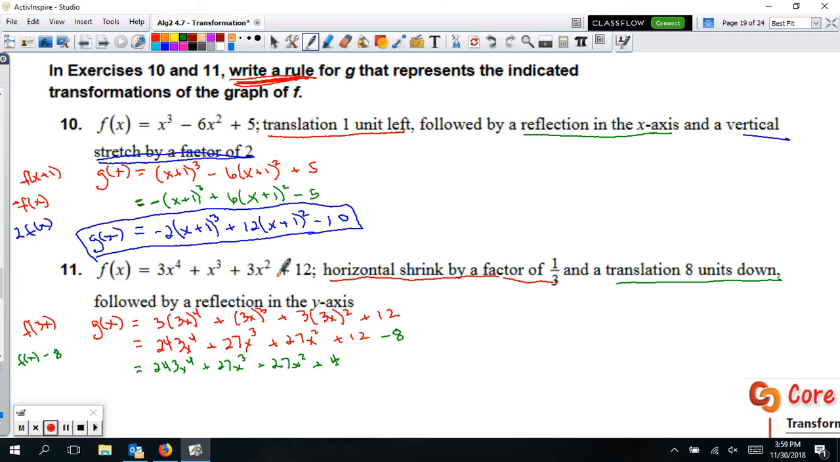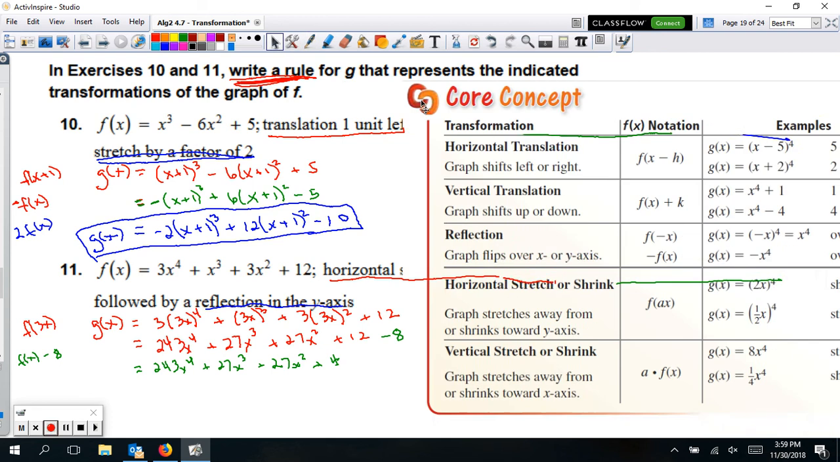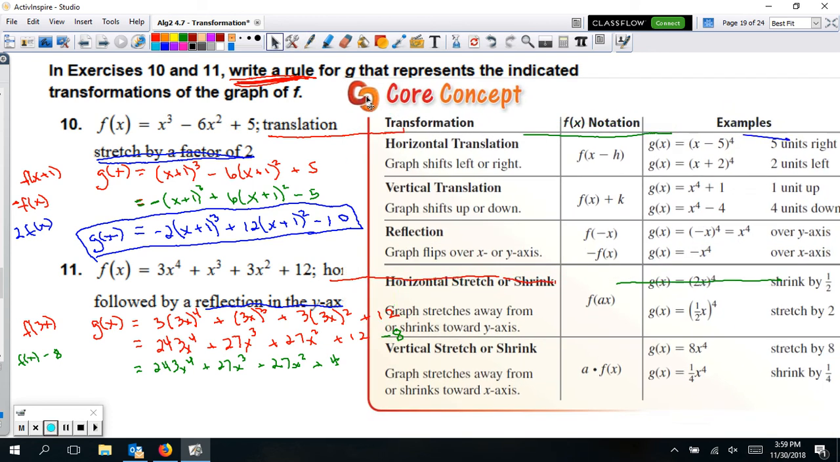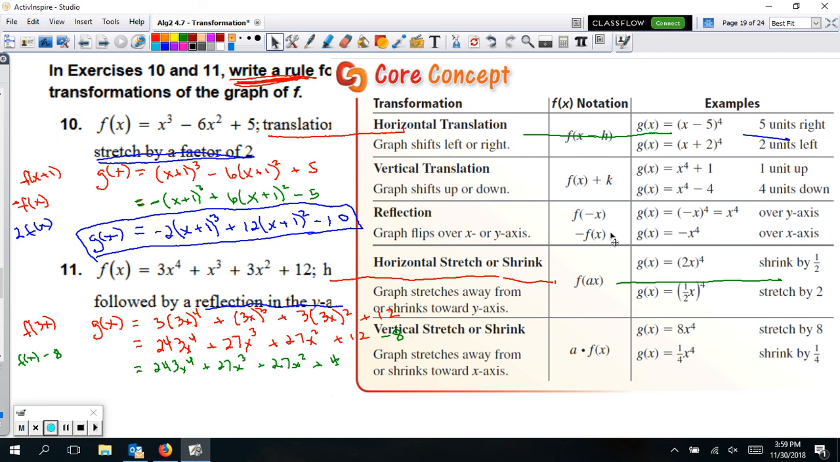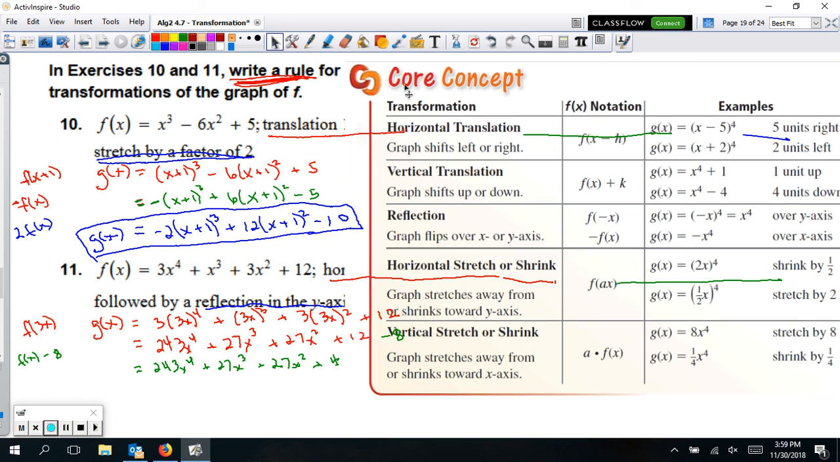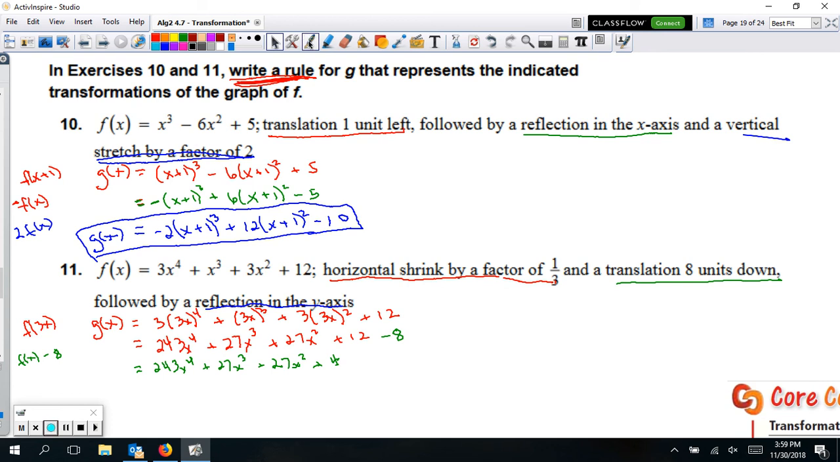That's the next one. The last one is a reflection in the y-axis. So reflection in the y-axis here for our last one. So what's that going to do? Remember, if we look back at our core concept, keep referring to it. So there's a reflection one right here. Reflection, when it's in y-axis, the negative is going to be on the inside with x. So that's what we got to do. That's the notation we can put down. So it's going to be on the inside with x. So it's going to be like this, f of negative x inside there.